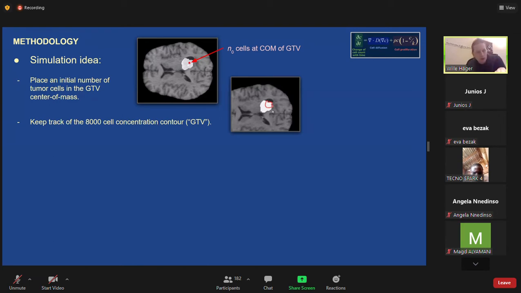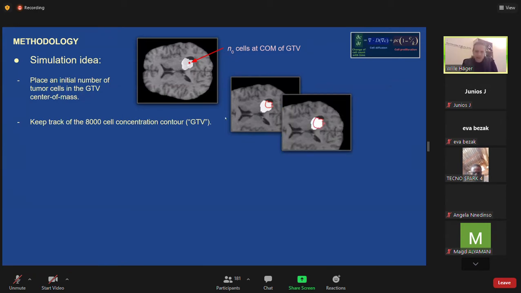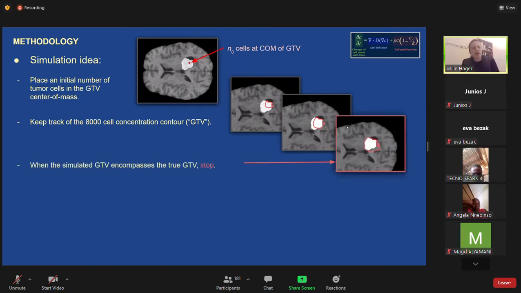Why this contour? Remember that the MRI has a visibility threshold of this value, 8,000. This means that hypothetically, if we were to image our simulated tumor using MRI, we would only see up to this contour, this 8,000 line. In other words, this effectively becomes our GTV. So we keep growing this tumor, we keep track of the isoline, and as soon as the isoline encompasses the pre-segmented tumor, we stop.